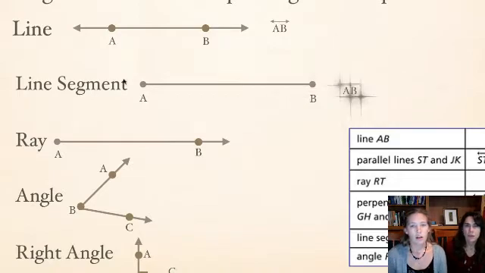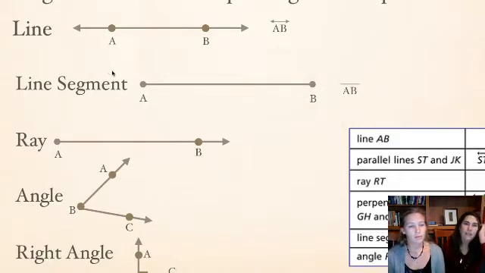All right, and very similar, but with a line segment, once again, this is line segment AB. So you're going to show that with the letters, and then right above it, just a straight line. You don't have to add the arrows. But I would read that as line segment AB.